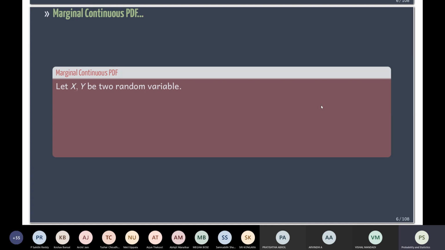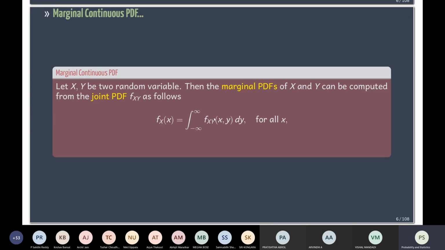Okay, now I can define marginal also, right? Just like in the discrete case or in the single variable case, we define marginal. So here also we can define marginal. Instead of the sum, we now have an integral. So the marginal of x and y can be computed from the joint PDF as follows.